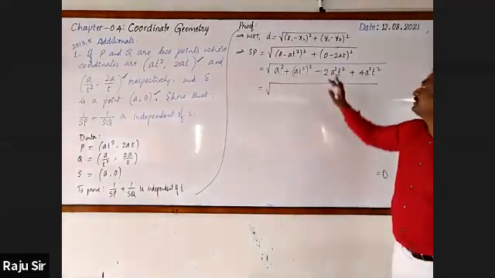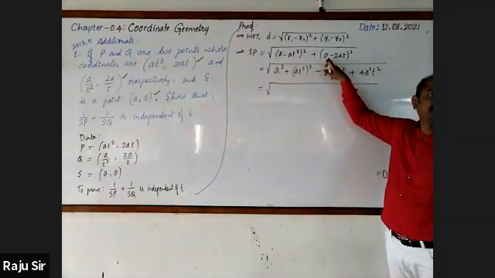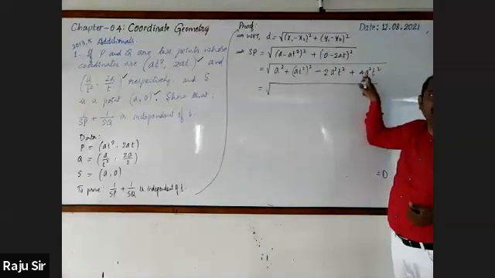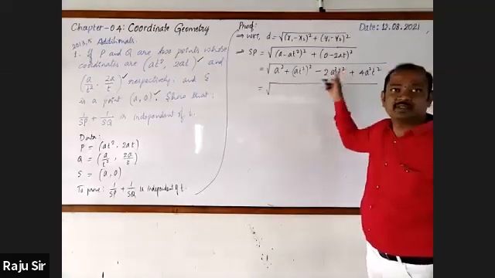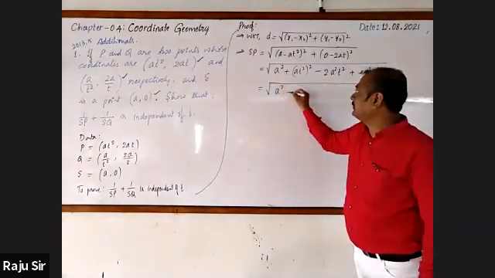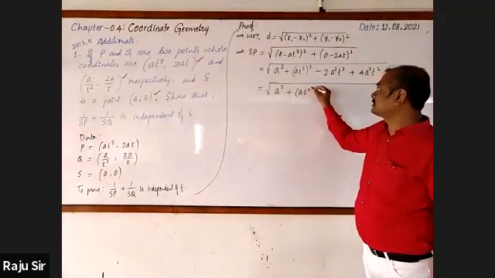In the same way, 0 minus 2At is minus 2At. (Minus 2At)² is 4A²t². Yes. Now simplify. A² plus (At)² whole square.